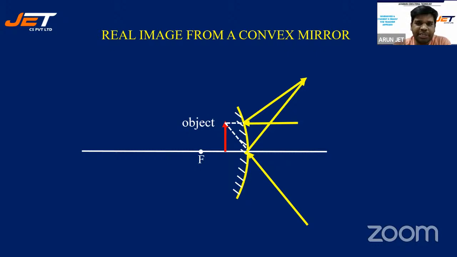But I'm forming a real image. How does the real image come? These two yellow rays are actually converging to a point where a green object is formed. The object is shown in red, and the image is shown in green just for convenience. Look at this. Now if I keep a screen at this point, because these rays are actually meeting over there, a real image will be formed.